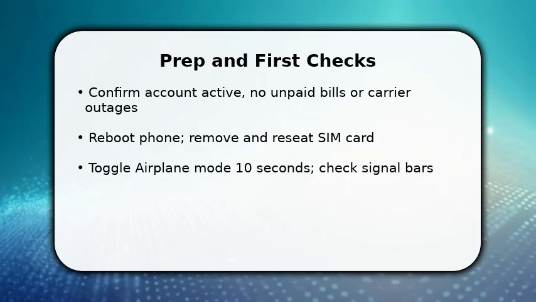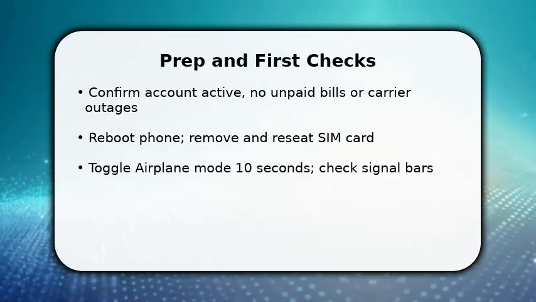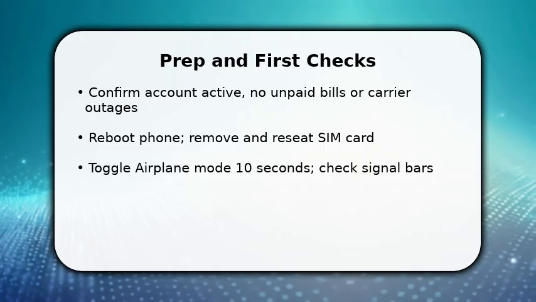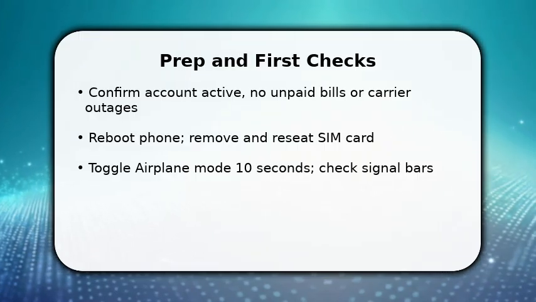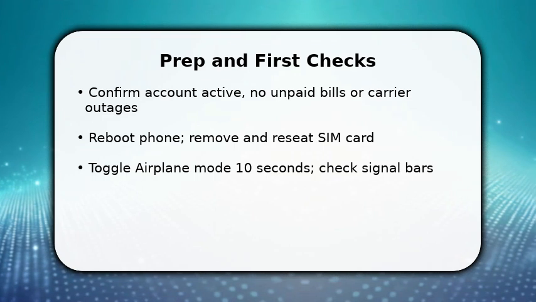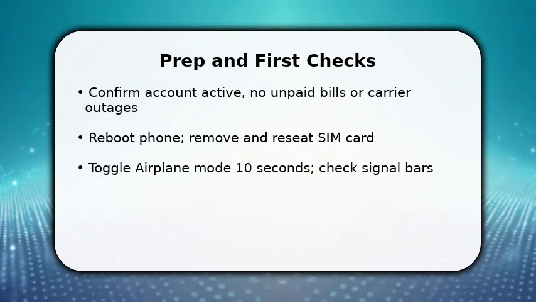Make sure to toggle airplane mode on for about 10 seconds then off. This forces a radio reset. If you see signal bars return, you've likely resolved a simple registration or hardware contact problem.